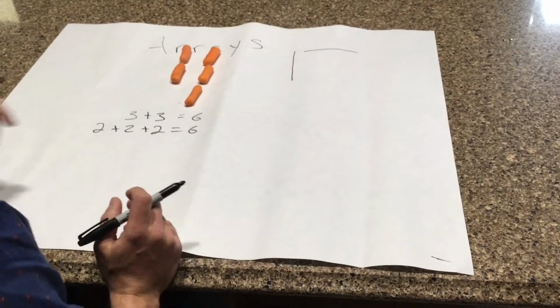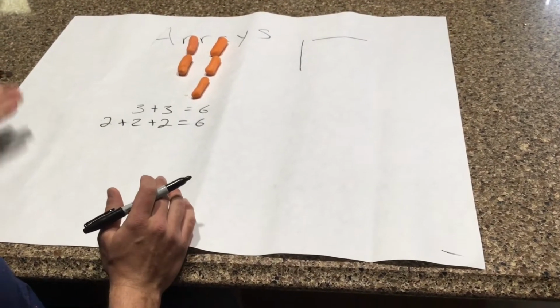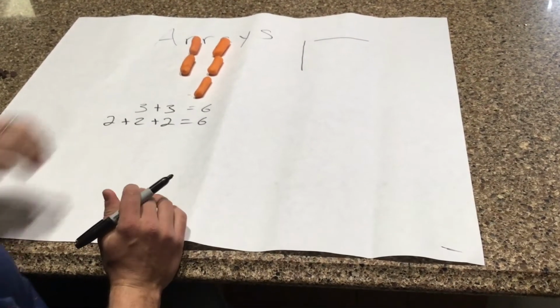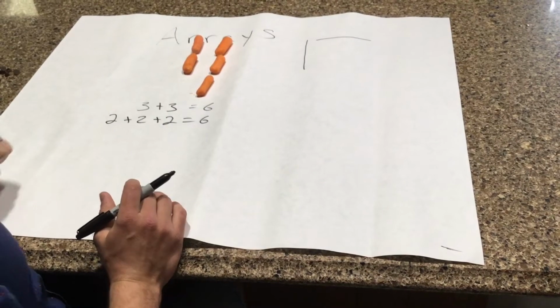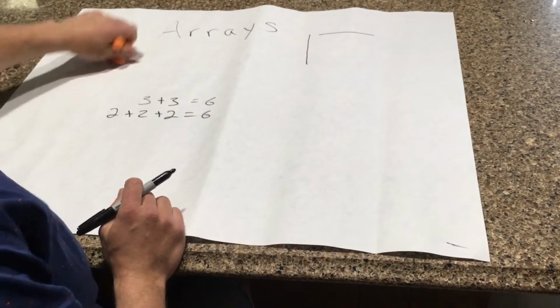Now, if I get rid of one of these carrots, I don't have an equal group anymore. I can't use an array. It's not going to work. These need to be equal, okay? So I need them to be equal. Let's get rid of these carrots.